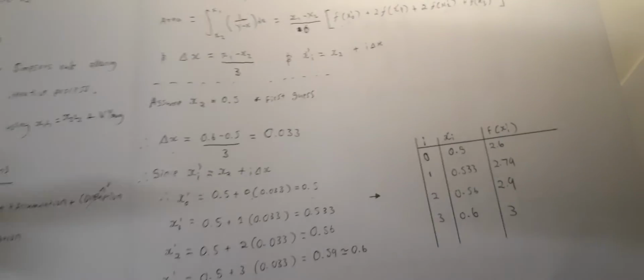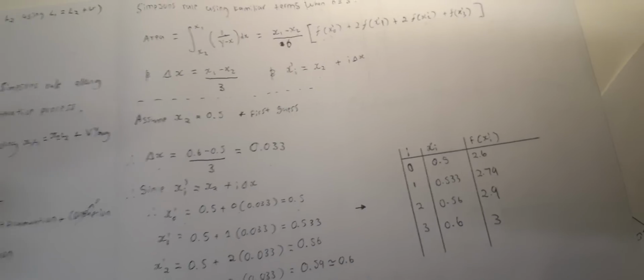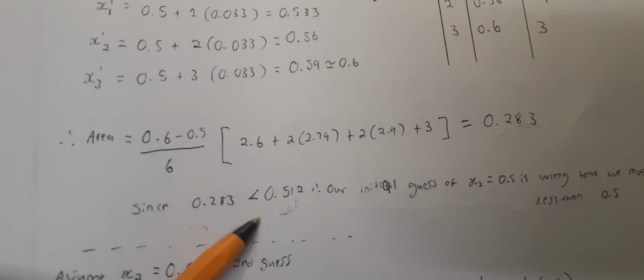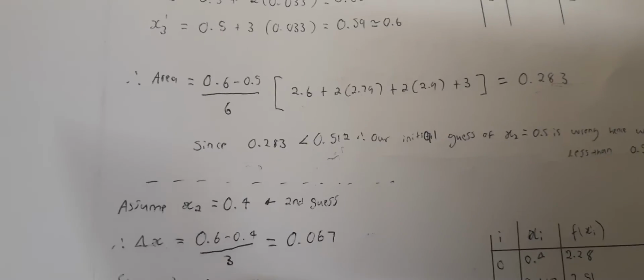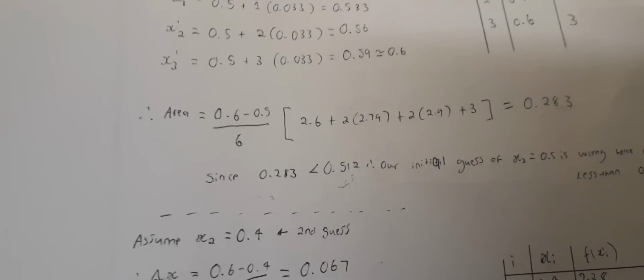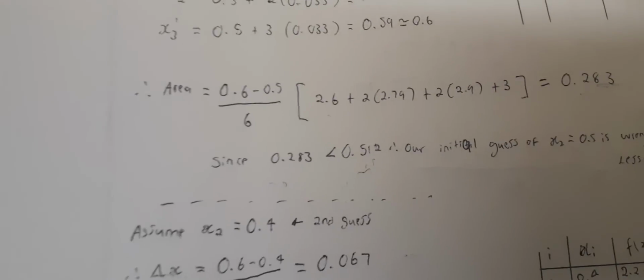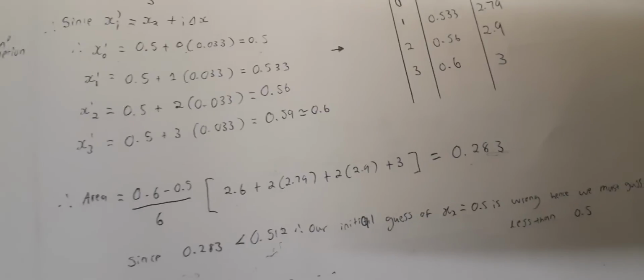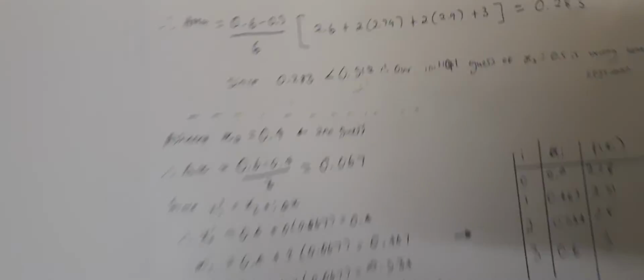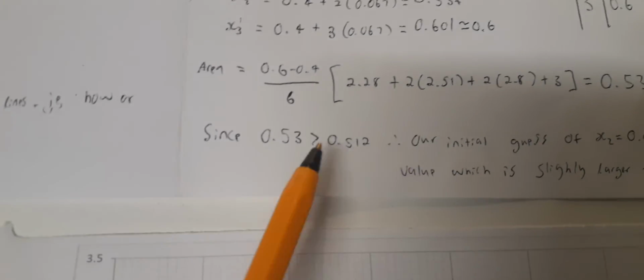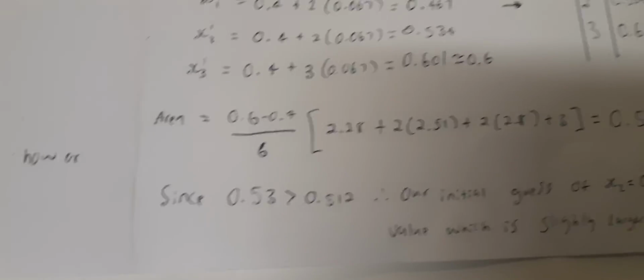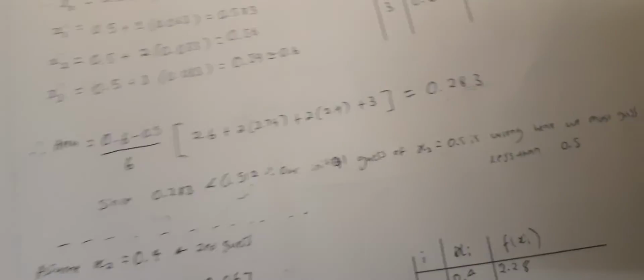Once we find the areas, if the area that we find is less than the one that we need, less than 0.512, it means we move to the left. The value that we guess will be a value which is less than 0.512. And if it's greater than 0.512, the area that we determine, then we move slightly to the right to guess a new value. I hope all is clear, and try to attempt it on your own.